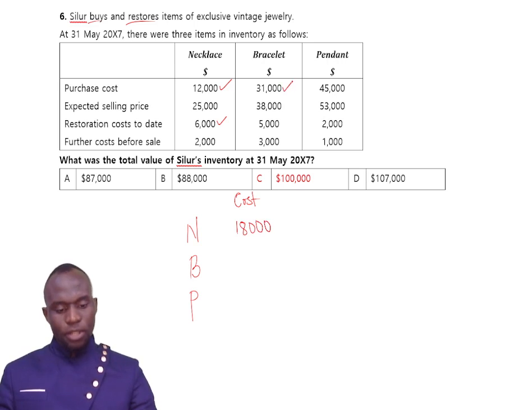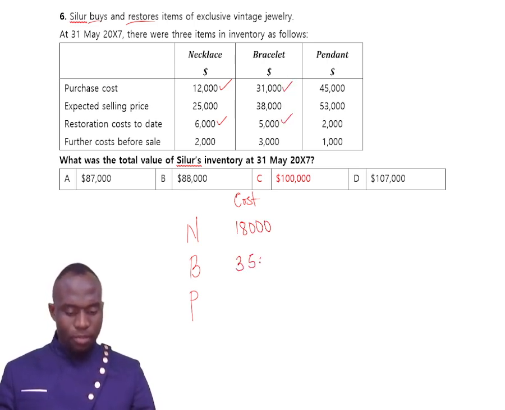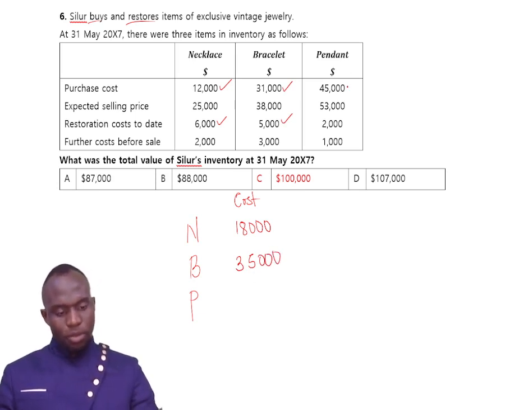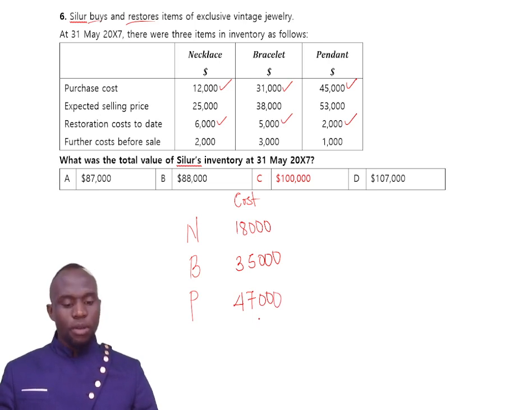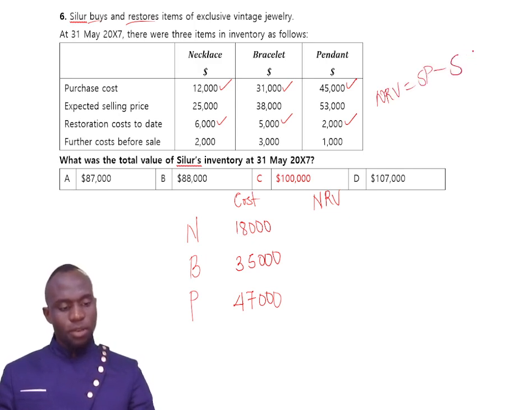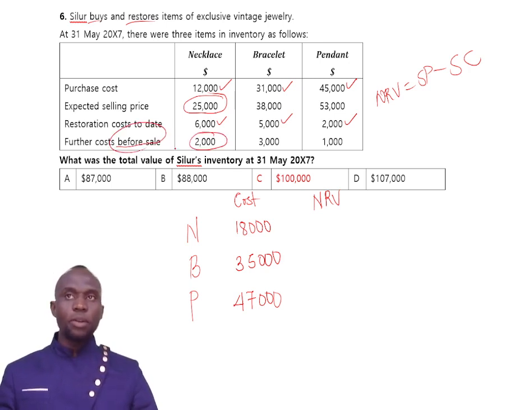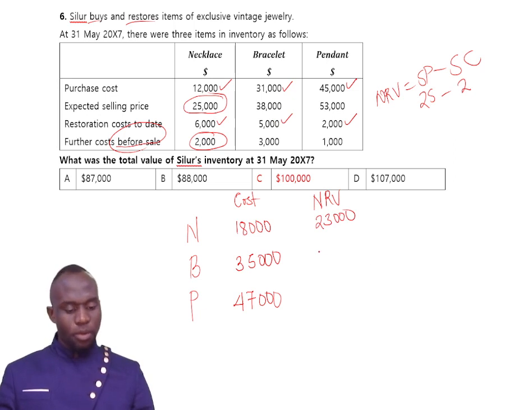Then for the bracelet, it is 31 plus 5, we get 36. And finally for the pendant, it would be 45 plus 2,000, we get 47. Now what is the net realizable value? Net realizable value, we said, is selling price minus selling cost. So the expected selling price for the necklace is 25,000, but before we can sell it, we need to put in 2,000. So the net realizable value would be 25 minus 2,000, we get 23. Then for the bracelet, it will be 38 minus 3, we get 35. And finally for the pendant, it is 53 minus 1,000, we get 52.